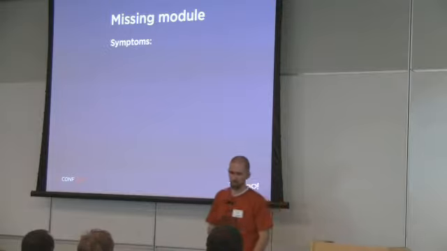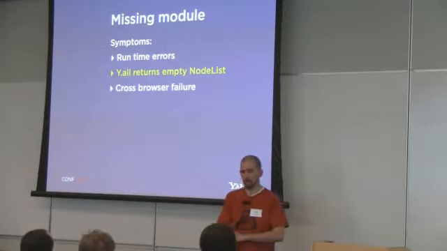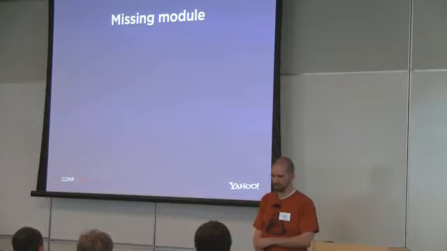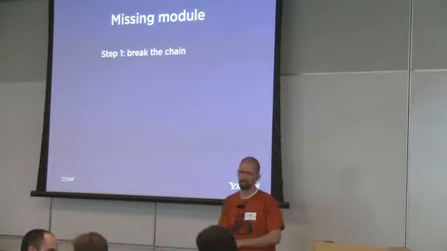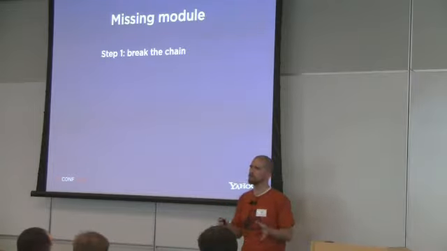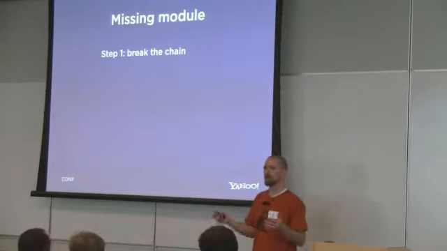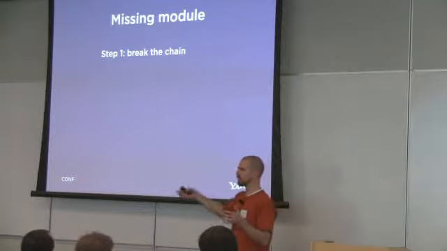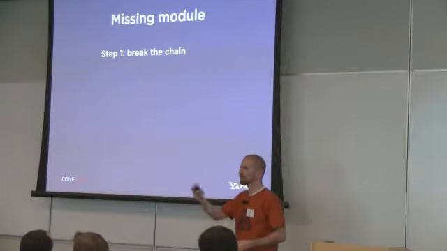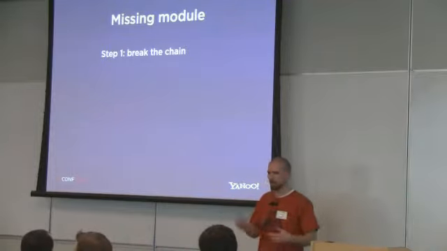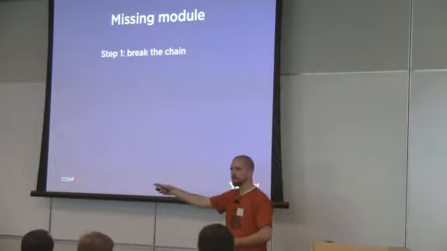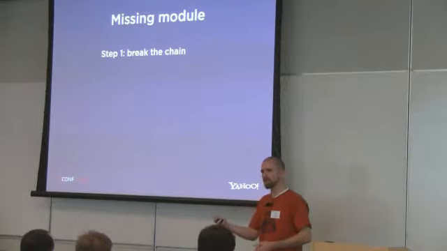So missing module. In this case, the y.all returns an empty node list, and the usual suspects are the same. So step one, break the chain. Chaining is really useful for creating code that might be readable in sort of a sentence way. I want to take these elements and do these things with them and then this. But just don't make run-on sentences, right? I want to do this, and then I want to go to the store, and I want to get some eggs, and I want to come back, and I want to talk to my cousin Larry, right?